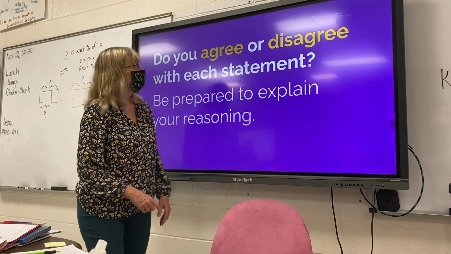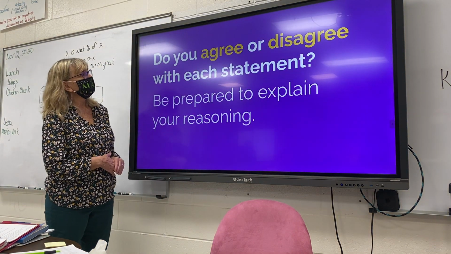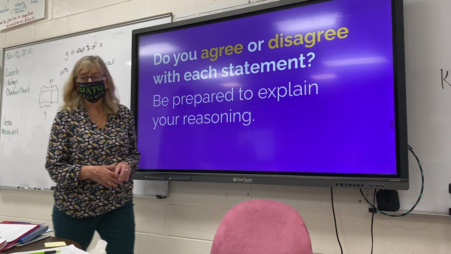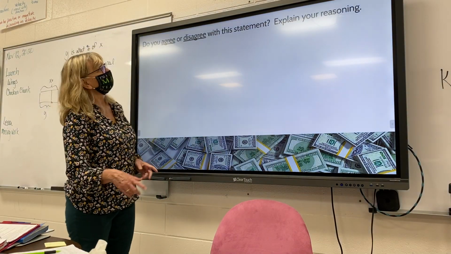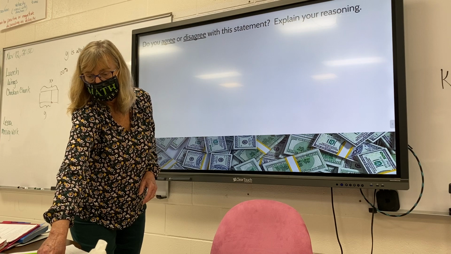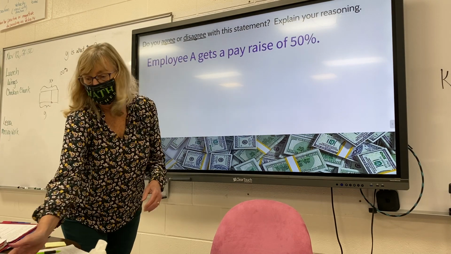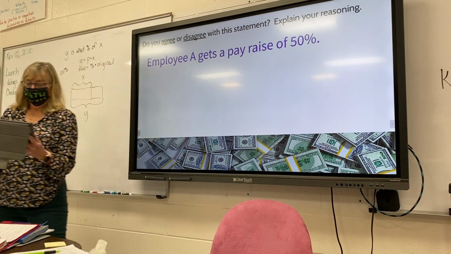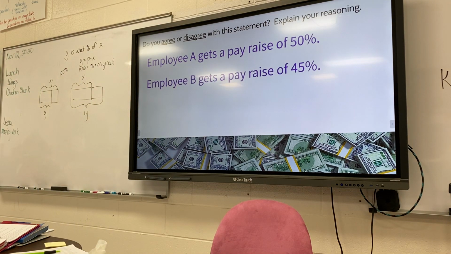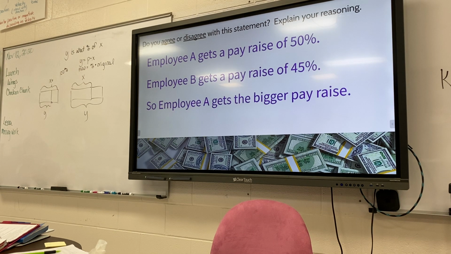All right, so we're going to start out with, do you agree or disagree with each of the statements, and be prepared to explain your reasoning. So let's start out with this. Employee A gets a pay raise of 50%. Employee B gets a pay raise of 45%. So, employee A gets a bigger pay raise. Do you agree or do you disagree?